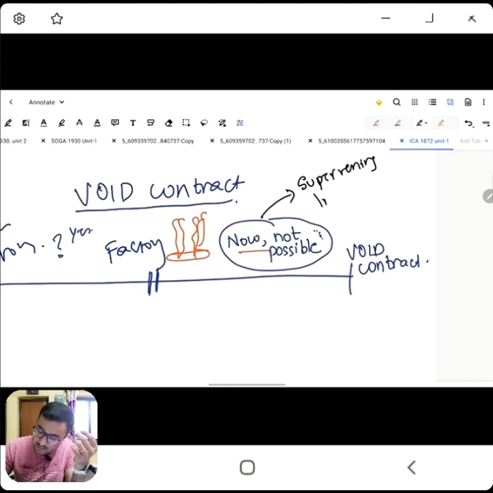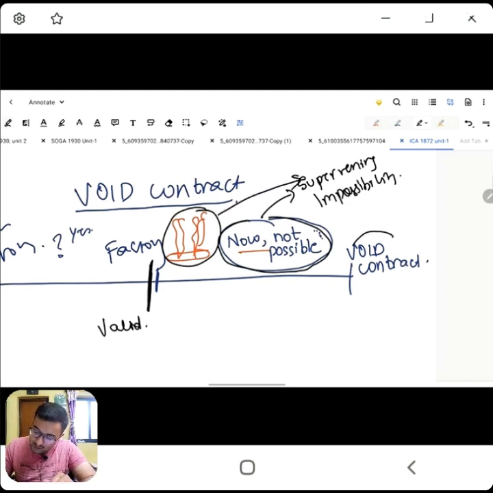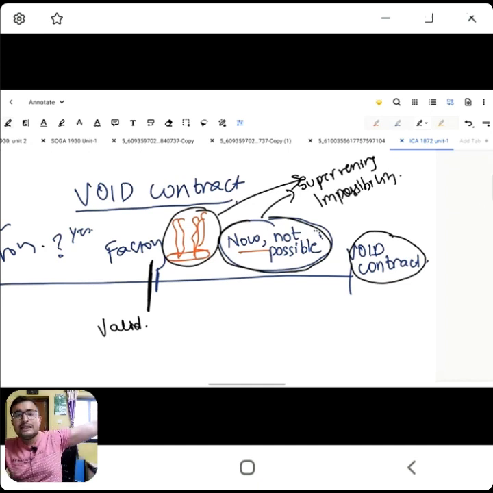supervening impossibility, which means once upon a time, till this point, the contract was a valid contract. But after this, something happened, some sort of an incident happened, because of which it has now become impossible to perform it. Therefore, because of this supervening impossibility, the contract has now become a void contract. So, can I say a void contract is not void right from the beginning? It becomes void after something happens.